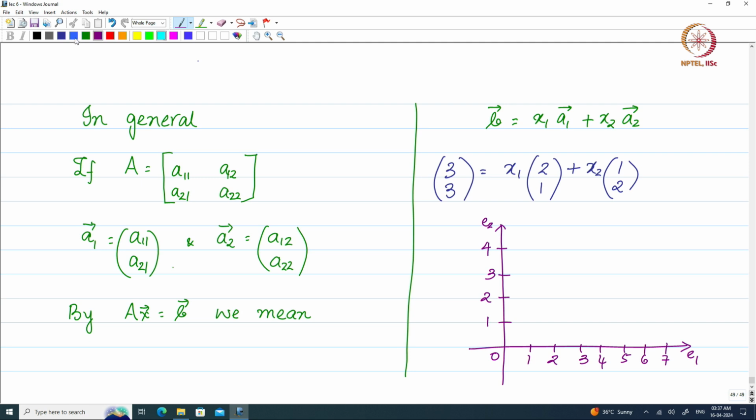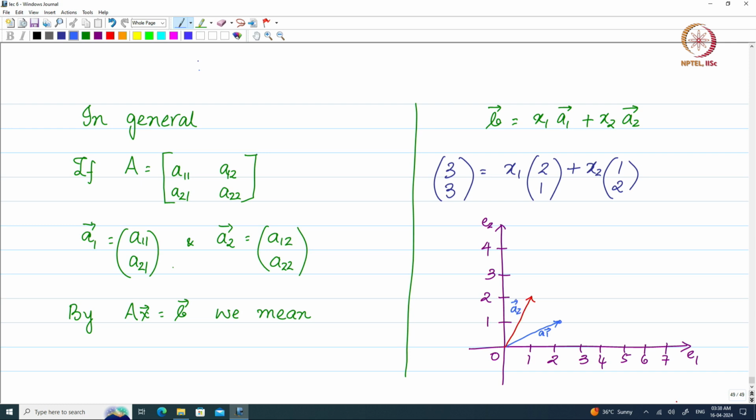Now the vector 2 1 is going to be this vector and 1 2 is going to be this vector. What is required is the value of x1 and x2 such that if I take the linear combination of these two I end up getting the value 3 3. It is easy to see if you draw this, this is the vector A1 and this is the vector A2.